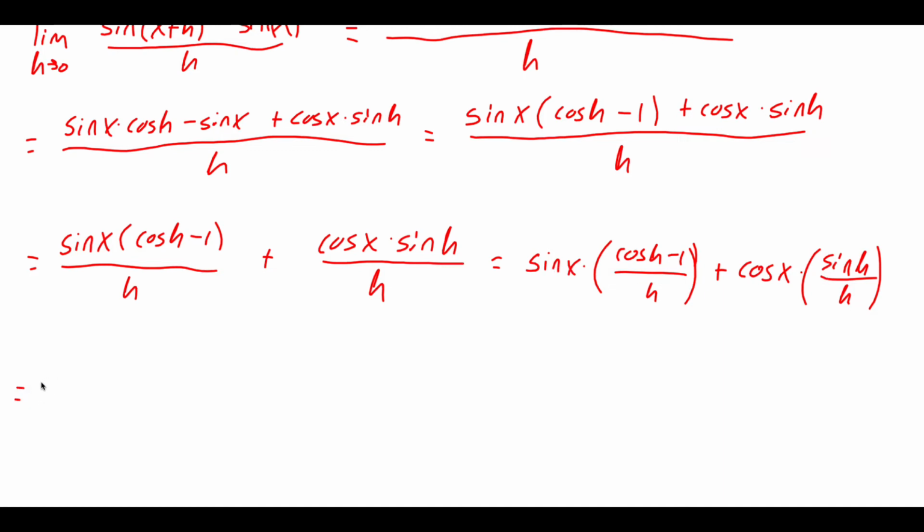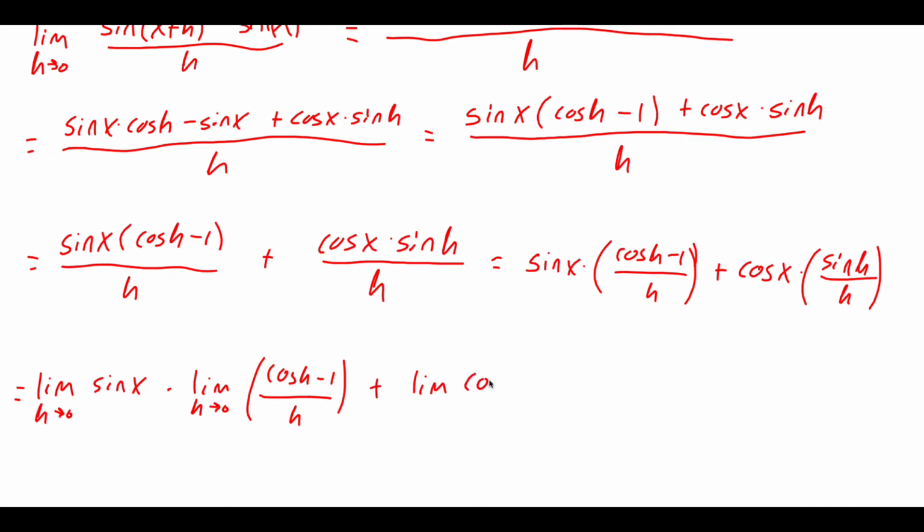So this is really going to turn into the limit of the sine of x as h is approaching 0 times the limit of that fraction, cosine of h minus 1 all over h, as h is approaching 0, plus the limit of the cosine of x as h is approaching 0 times the limit of that second fraction, sine of h all over h, as h is approaching 0.